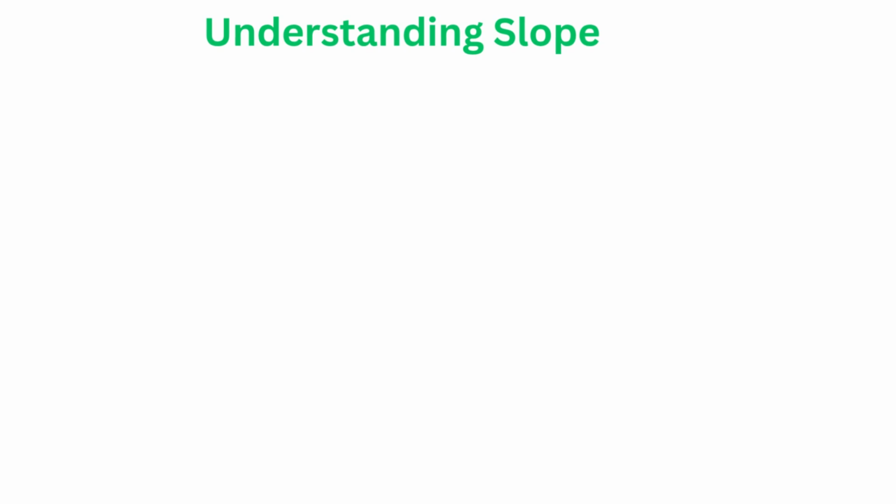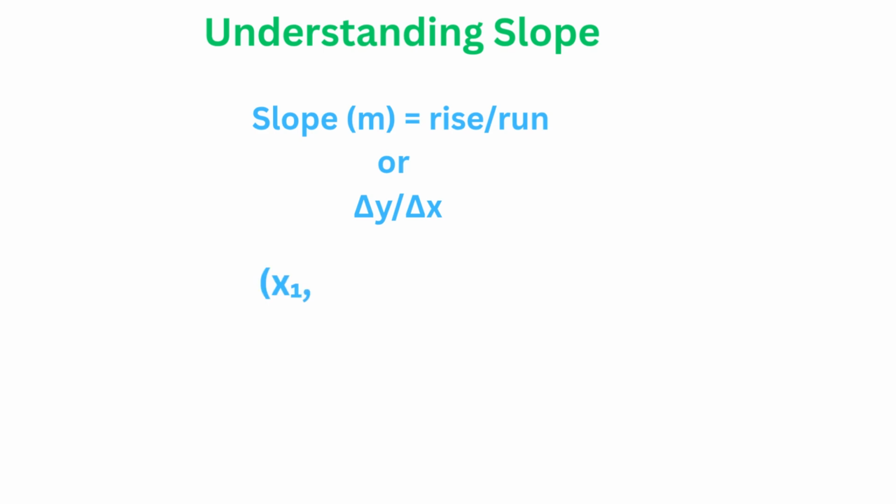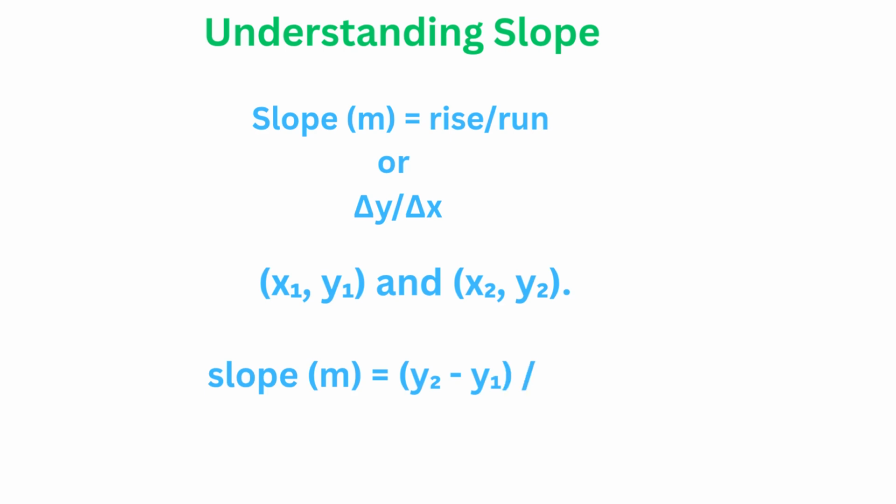So next, we'll understand slope in more detail. The slope tells us how much y changes for every 1 unit change in x. It's often called rise over run, or simply, the ratio of the change in y over the change in x. Now, suppose we know 2 points on a line, let's say, (x1, y1) and (x2, y2). Then, we can find the slope using the formula: slope equals (y2 minus y1) divided by (x2 minus x1). This simple formula tells us the rate at which y changes with respect to x.